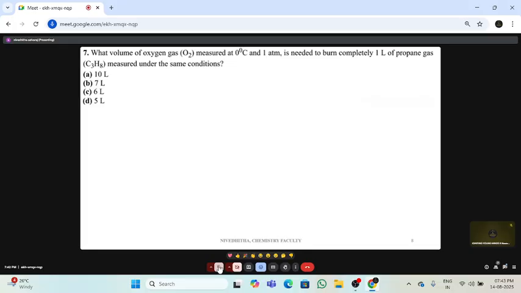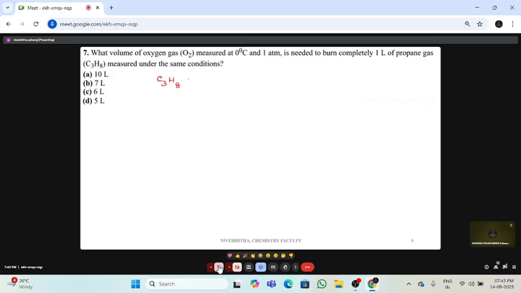What volume of oxygen gas measured at 0 degrees Celsius and 1 atmospheric pressure is needed to burn completely 1 liter of propane gas whose molecular formula is C3H8 measured under the same condition. So the question is from limiting reagent, right? Or basic stoichiometry. So the process is combustion of propane gas. For combustion of propane gas, we have to calculate how much volume of oxygen gas is required at the given condition. That's it.